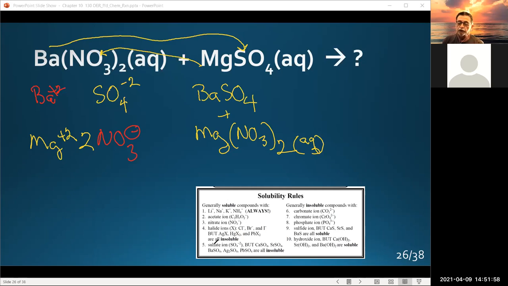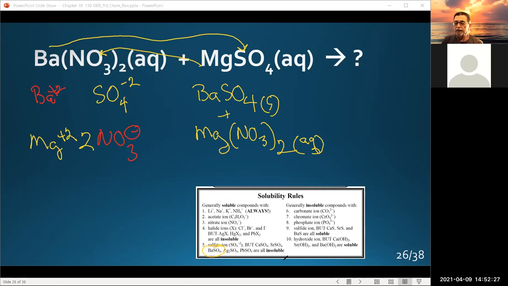Sulfates. Normally sulfates are soluble. It's in the soluble column, but look at number 5. Unless the sulfates are bonded to calcium, strontium, lead, silver, and guess what? Barium. And so that means that barium sulfate is insoluble. And therefore, yes, we got a positive reaction because we have one product that is insoluble.